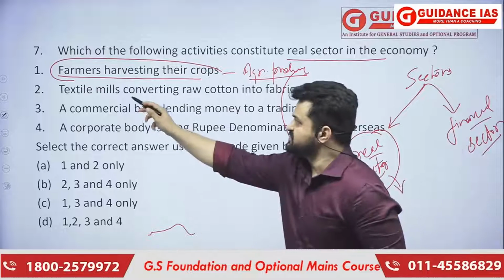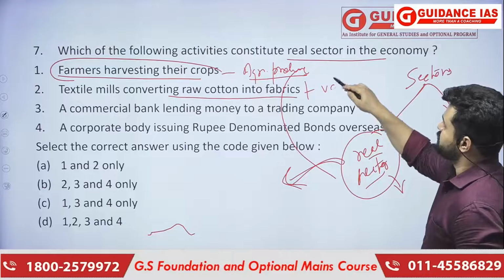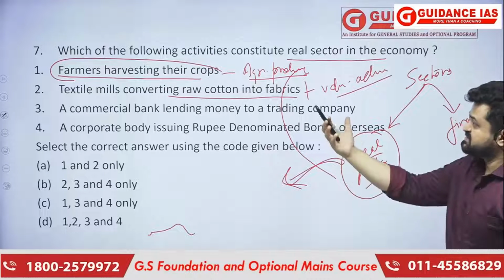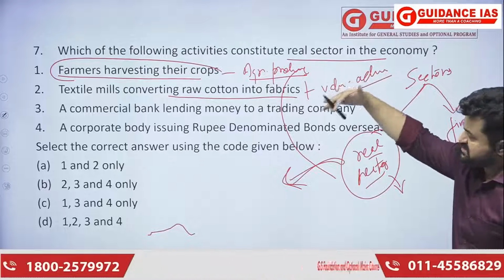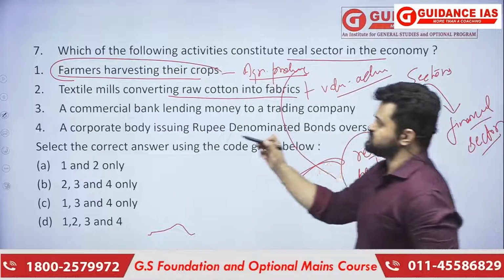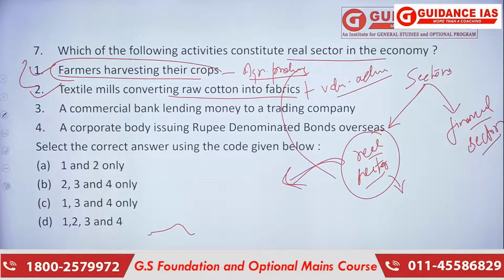Then textile mills converting raw cotton into fabrics, a clear case of value addition, and that is the gross value addition in this sector will become part of GDP. Okay, so yes, this will also be part of real sector. First and second will become part of real sector.